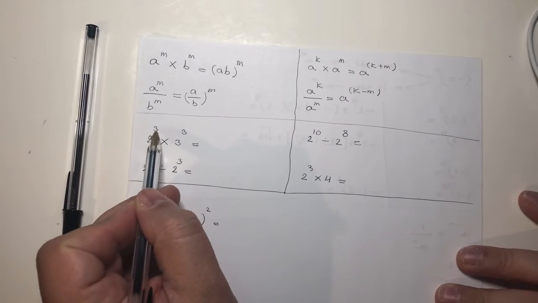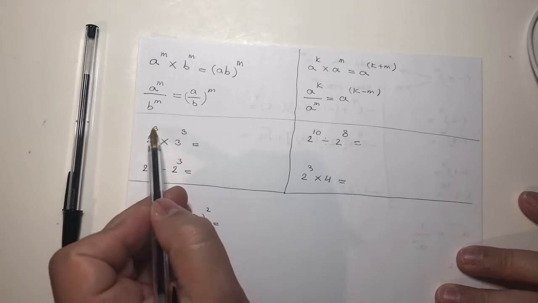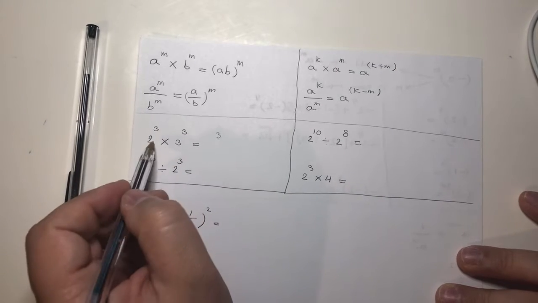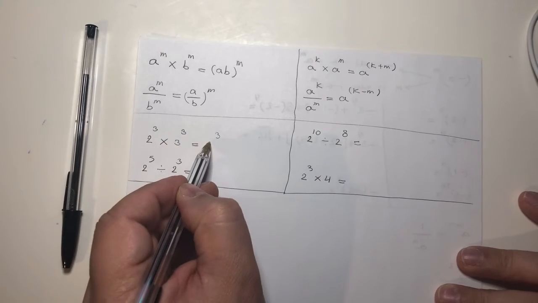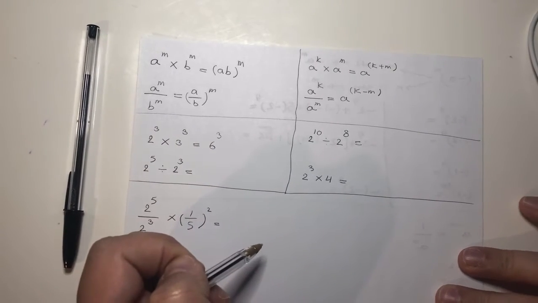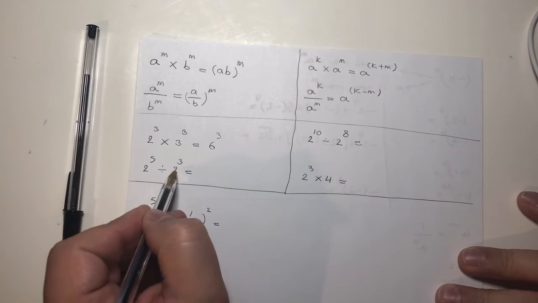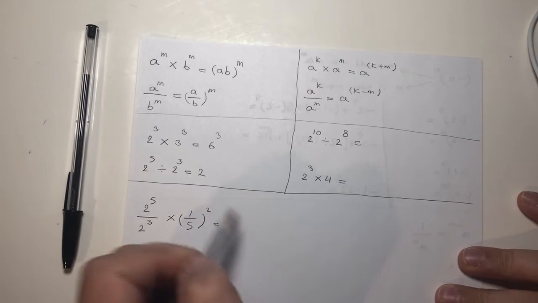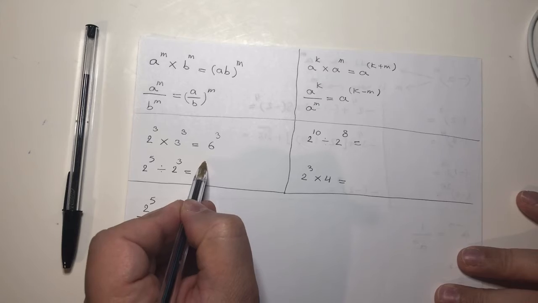2 to the power of 3 multiplied by 3 to the power of 3. Since the powers are equal, we use one of the powers. For the base, we use 2 multiplied by 3, that means 6. 6 to the power of 3. Here, we have 2 to the power of 5 divided by 2 to the power of 3. The bases are the same, so we use one of them, 2. For the powers, we just subtract 3 from 5. It means 2 to the power of 2.